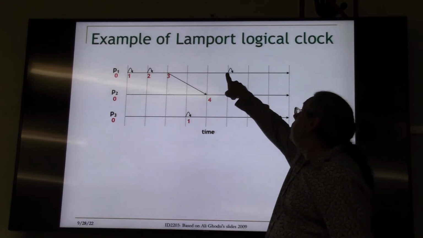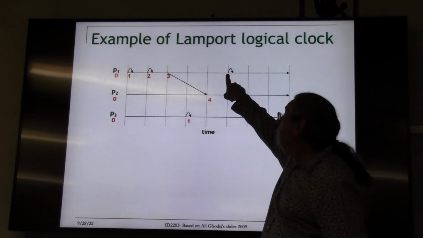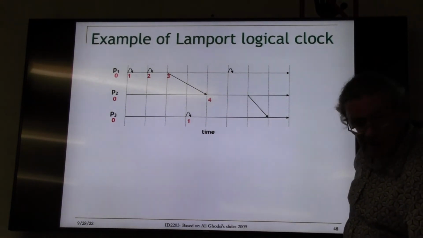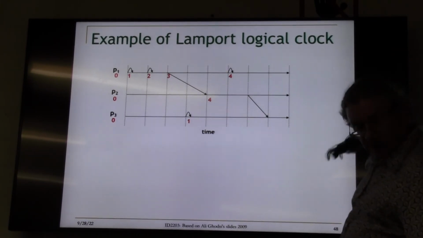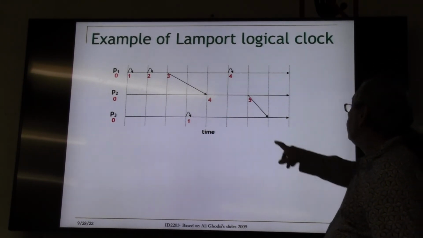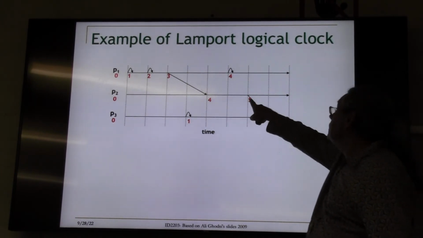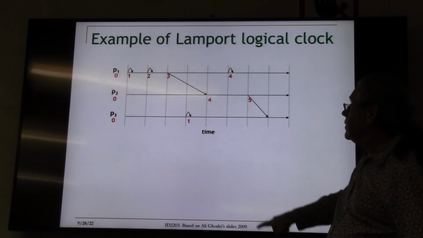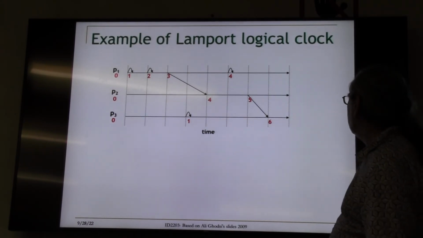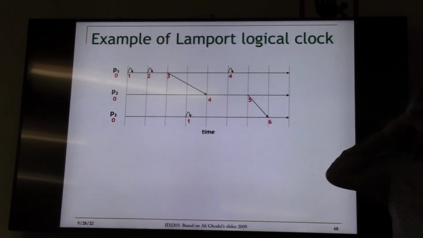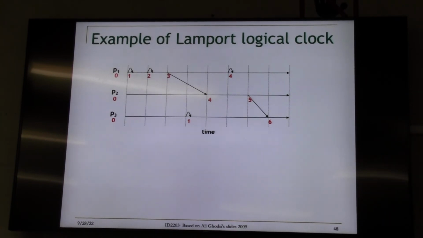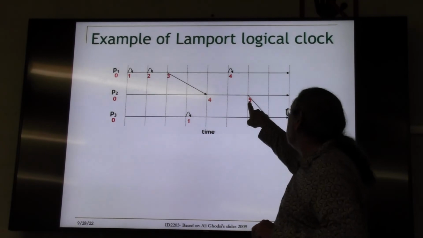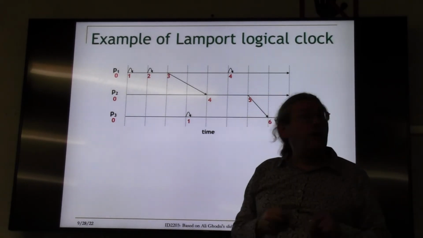Okay, and here, what happens when I do this one? 4. And here now, 5, right? Yeah, because it's one more event here. And then the next one here will be what? 6. So you see, it's not hard to calculate this, but you have to know what it means. So what does this number mean, actually? Well, it's telling me something about causality.